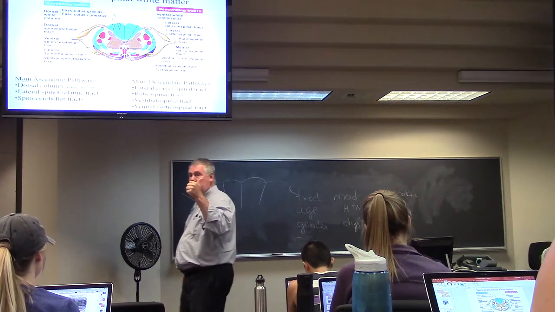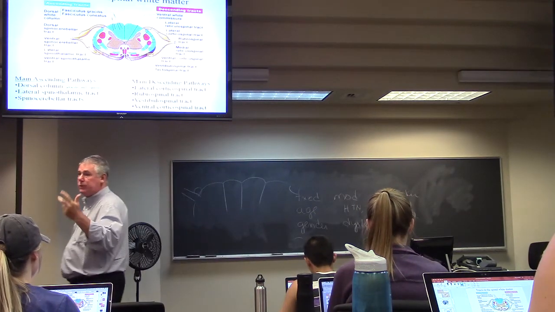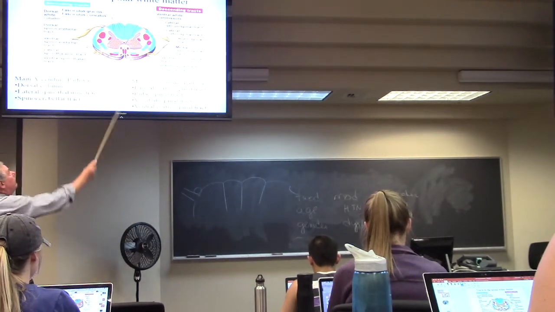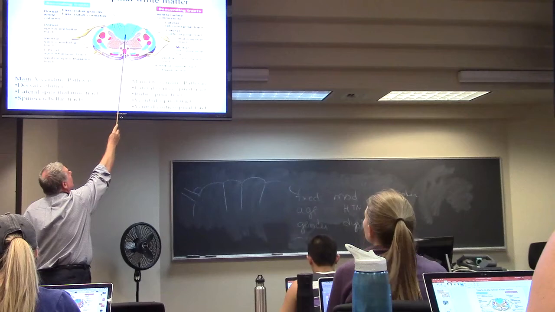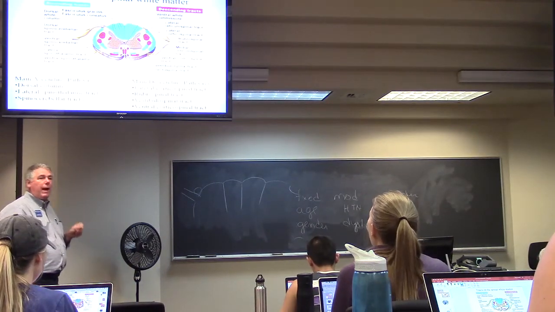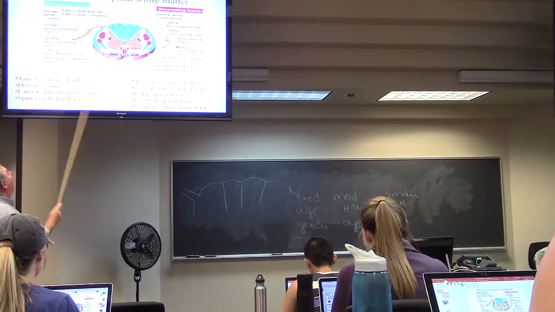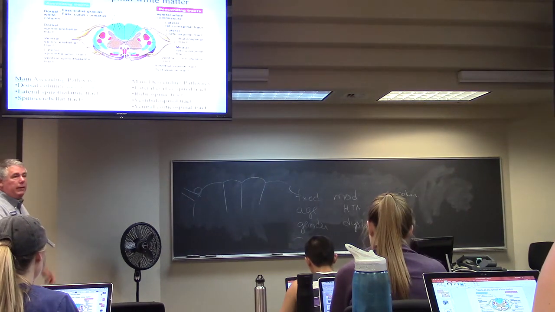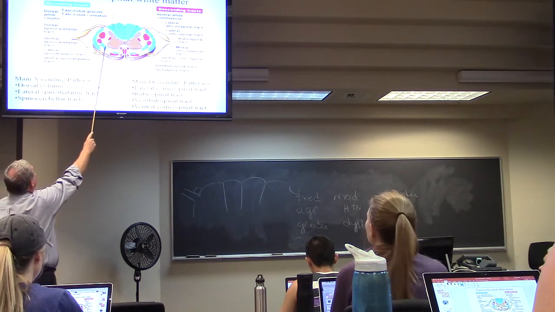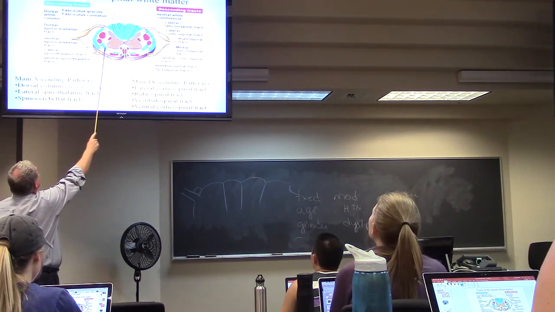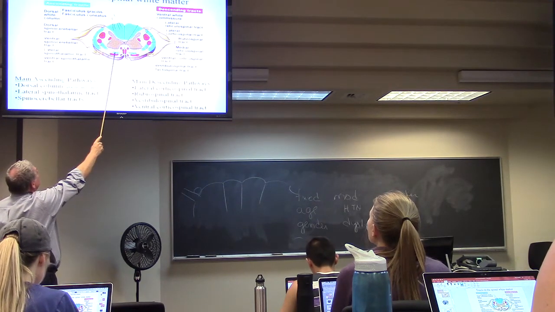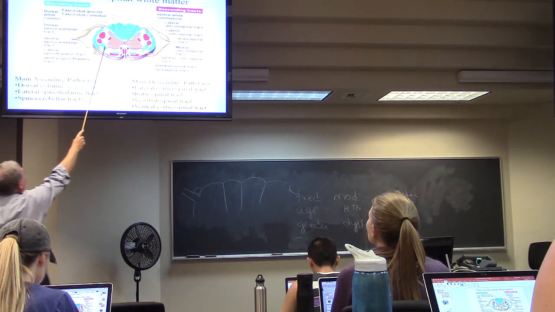The dorsal column carries light touch, proprioception, two-point discrimination, vibration, right? That's back here, the dorsal column. The spinothalamic tract, the lateral spinothalamic tract, carries pain and temperature. That's out here. Right there. No, that's right. It's right there.